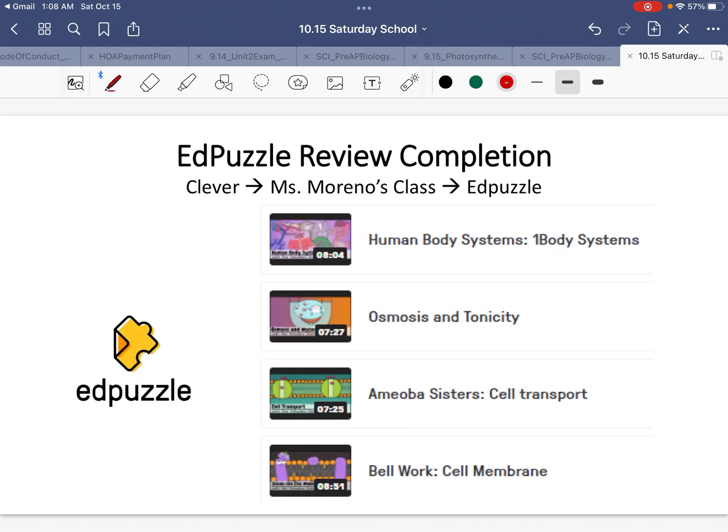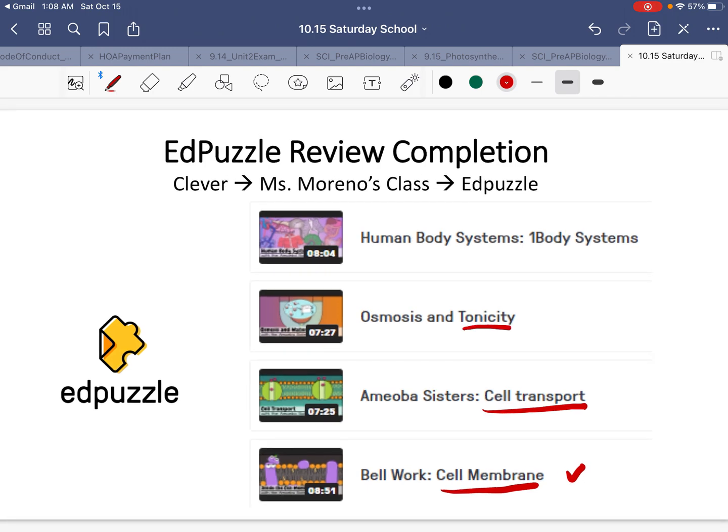Once you're done with your stations, guys, make sure to complete your Edpuzzle reviews. They are extremely helpful. The cell membrane was the first one. Cell transport is really good. What cell transport will show you is active versus passive, and tonicity, that is your hypertonic, hypotonic, and isotonic. And lastly, body systems. If you have time, I highly recommend starting to do some research on the body systems. I'll put a link in the Teams as well, so you can play with a little visual that they have there.